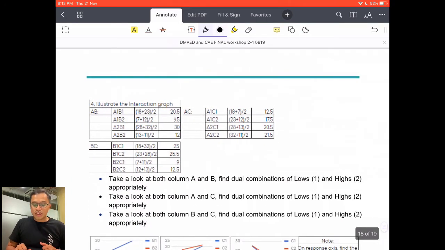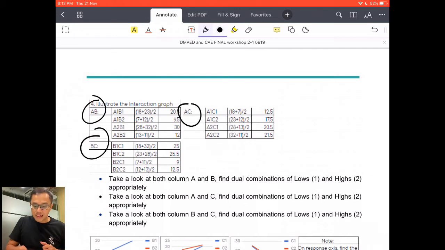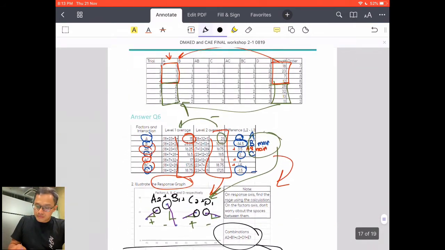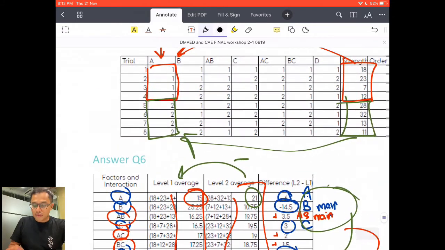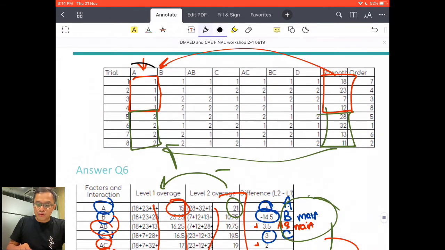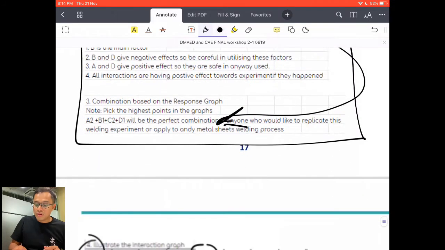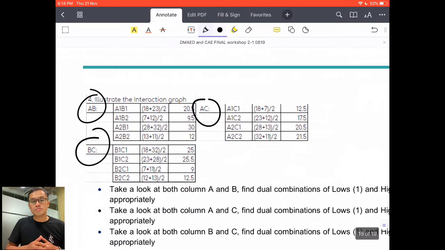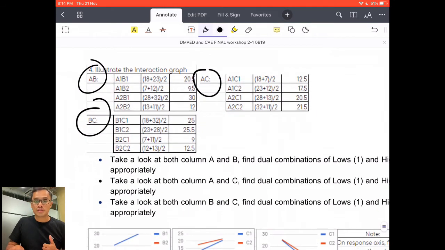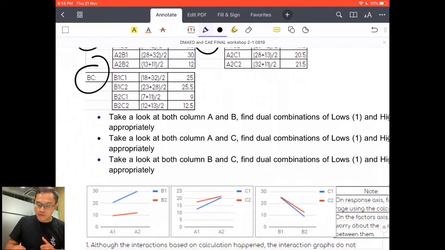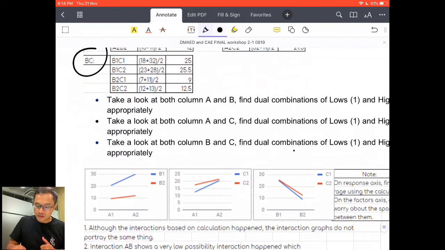As you can see here, the combination is given and it's the same as this one. But you must draw the interaction graph. You have AB, BC and AC, where I have discussed extensively how AB, BC and AC are calculated, not using this table, but using these columns, looking at the individual columns and seeing where they have level 1 and level 2 combinations. If you want to know, go watch my video for Taguchi method. If you have any more questions, come over and see me during my consultation hour. From here, you can plot your graph.